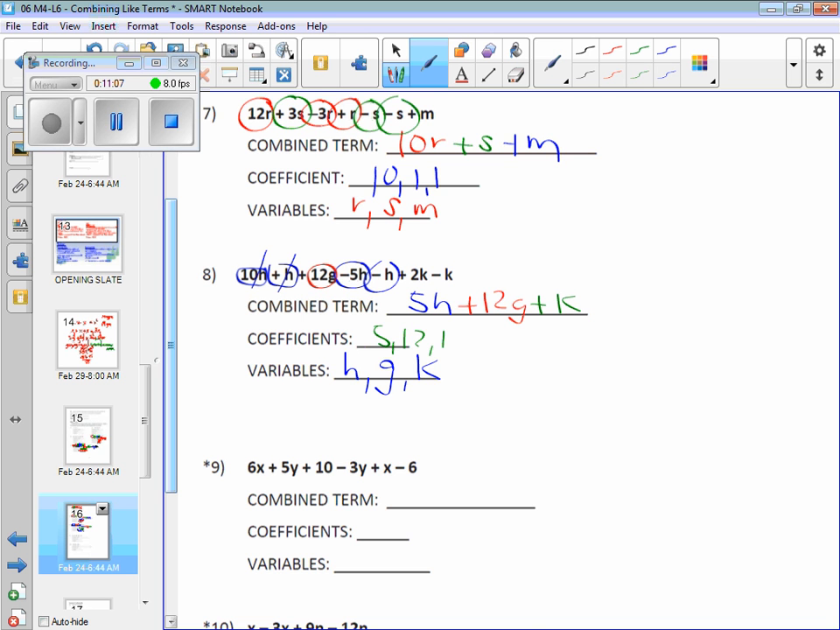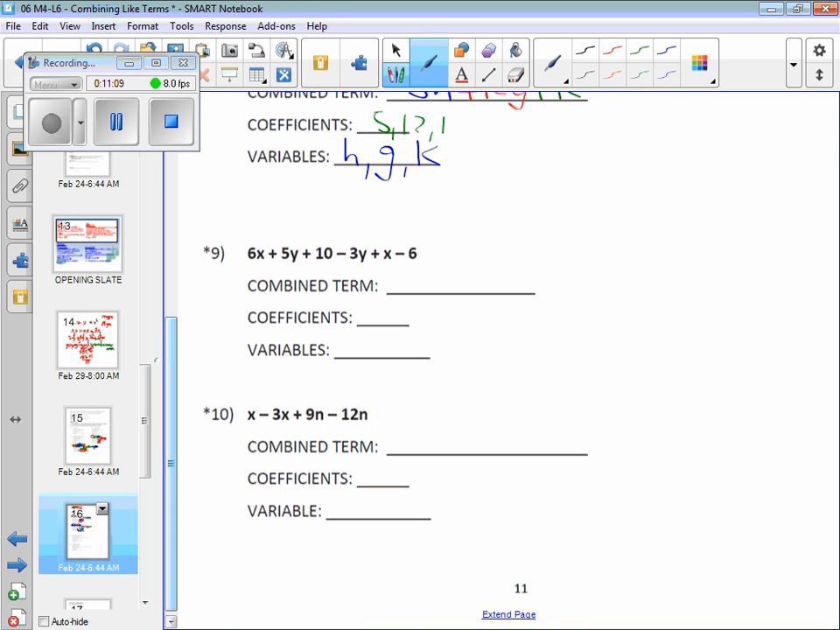Who wants to do number 9 with us? Good, let's do it then. Okay. Start with how many? How many x's? Well, my variables are x, y. Any other variables? Okay. Now, what makes this different is you have whole numbers by themselves. These are not attached to any variables, right? Take care of the variables first. We'll worry about the whole numbers at the end.